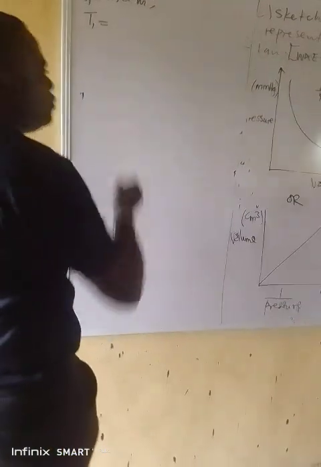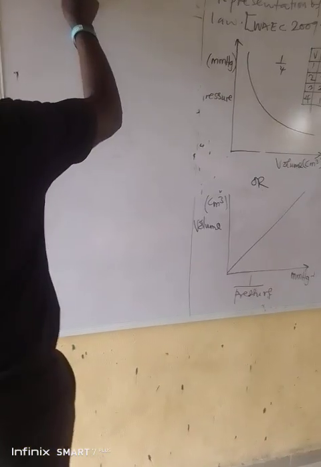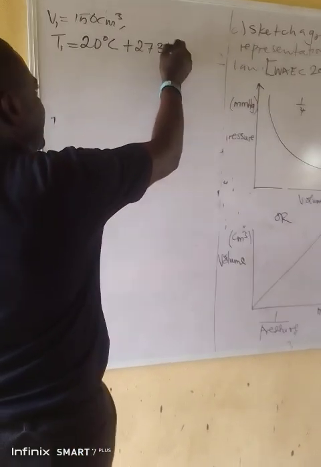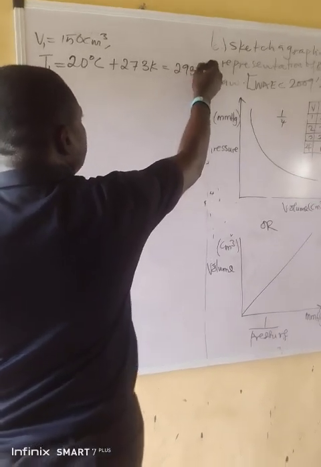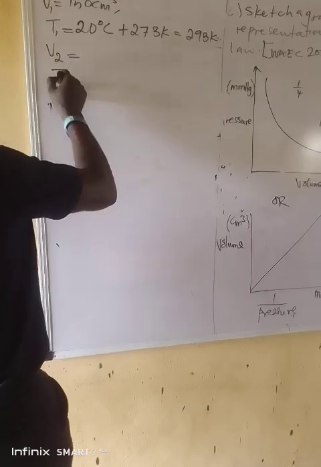My T1 now is 27. Will I leave it in degree centigrade? I will convert it to Kelvin by adding 273. Now 293 Kelvin. Now, what is my V2? What is my T2?